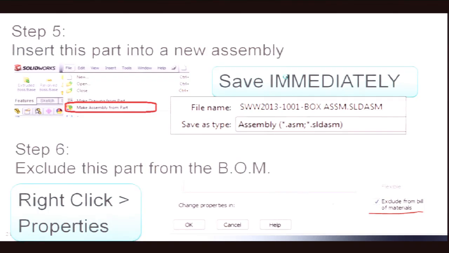That brings us up to this point, and now we're ready to take this part and put it into an assembly. So this is step 5 in that 7-step process. We're going to take this part and do insert part into new assembly. So insert this part into a new assembly using the command make assembly from part, and you're going to immediately save that assembly.